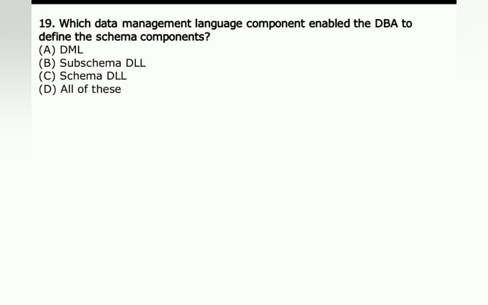Which data management language component enables the DBA to define the schema components? A database schema is a skeleton structure that represents the logical view of the entire database. A schema is a structure described in a formal language supported by the database management system. So that's why option C is the correct one. Schema DDL, data definition language.